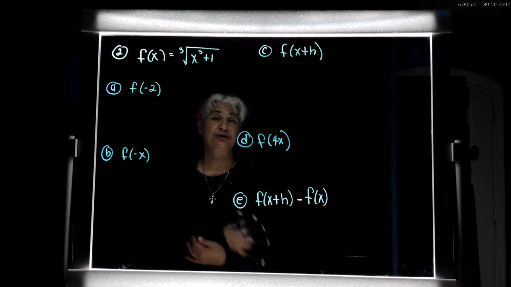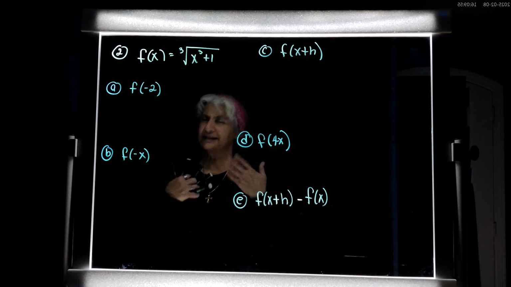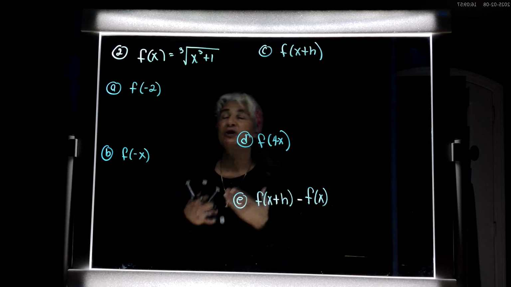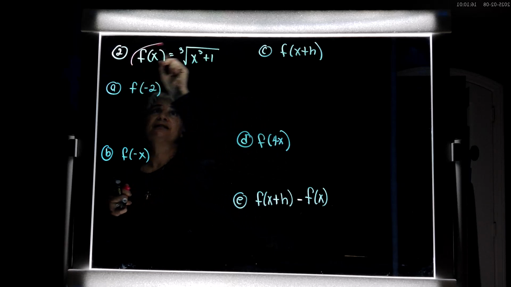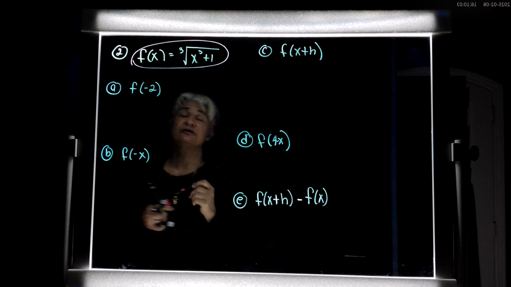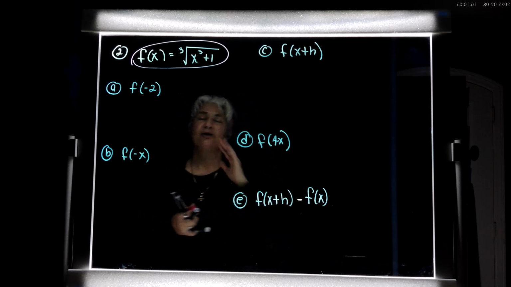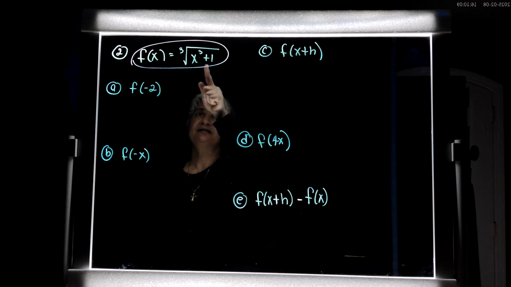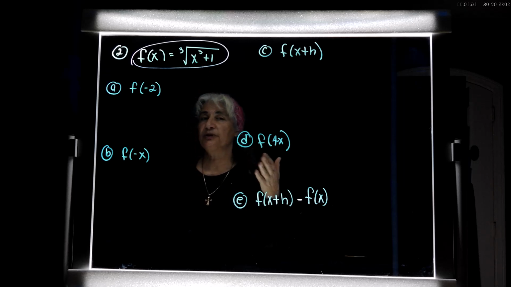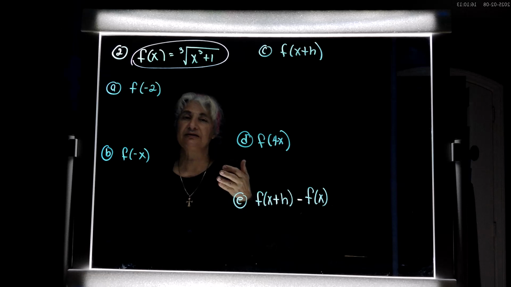So here's example number 2. Hopefully you've already worked on it. Let's see if we agree with each other. So I notice my function is the cubed root of x cubed plus 1. Now, let me make certain we're both on the same page. This is addition in between the x cubed plus 1, correct?